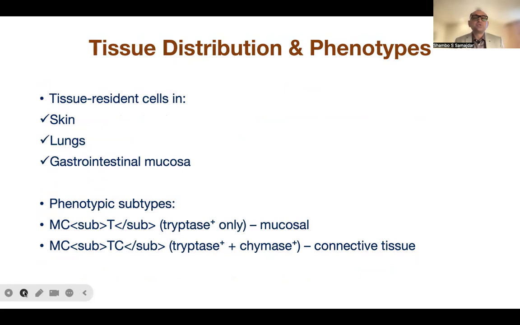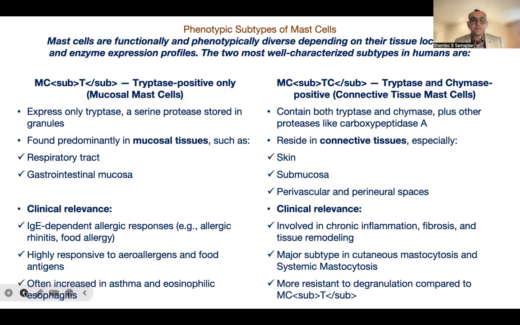So, when we talk about the tissue, generally the skin, lungs, and gastrointestinal mucosa are the most important tissue resident cells. And as we talk about phenotype, there is one phenotype which is the mucosal phenotype of mast cell. Generally, that mast cell predominantly produces tryptase, whereas the connective tissue phenotype produces both tryptase and chymase in a good quantity. This is a classification, the phenotypic subtypes of mast cells.